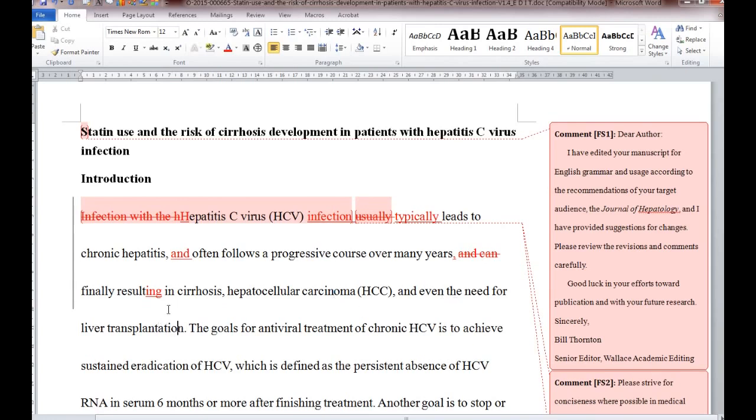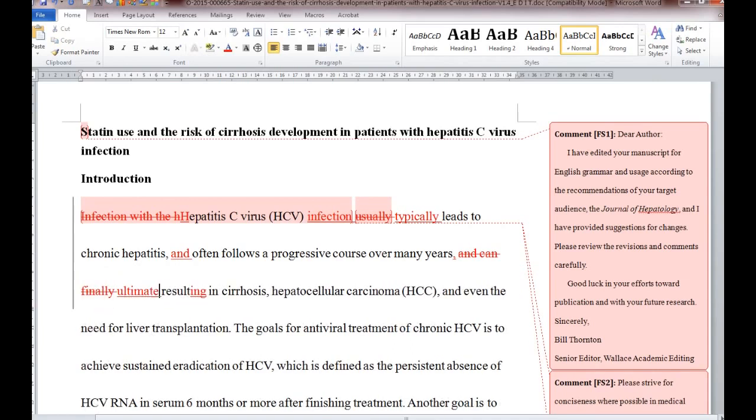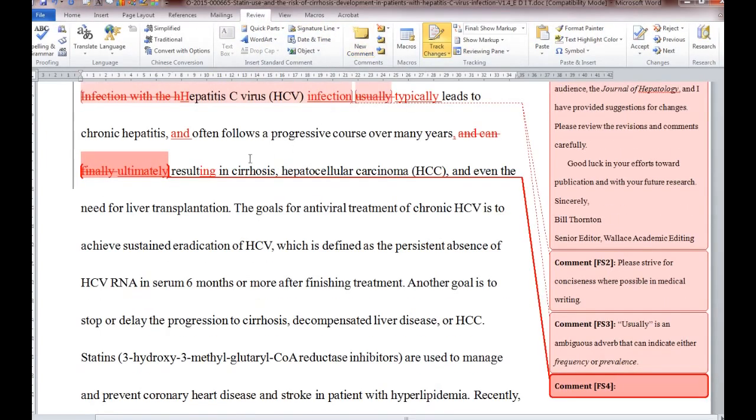But I have another problem with finally. It connotes that it's the end. And in this statement, finally resulting in cirrhosis and carcinoma and liver transplantation, this is maybe the end of hepatitis C infection, but it's not the end for the patient. And I have a problem with using finally. I think ultimately would fit better there.